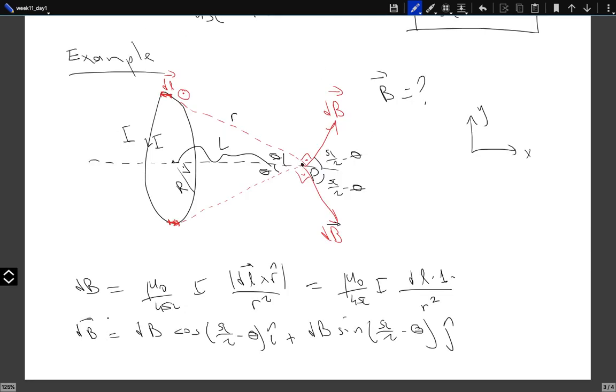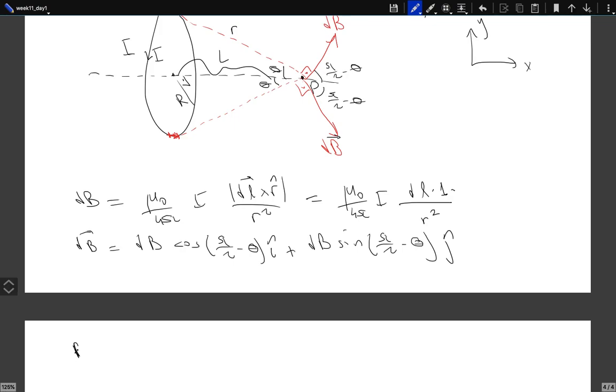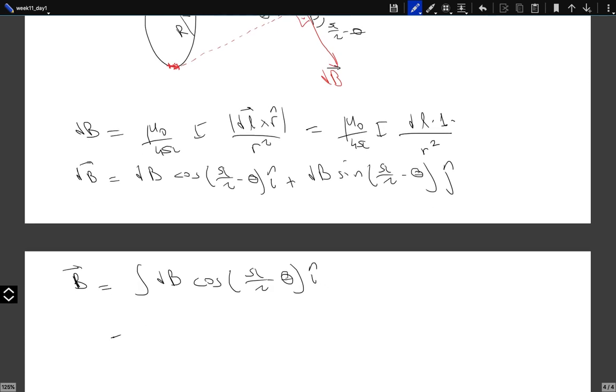So the total magnetic field will be the sum of only the horizontal components, which is mu0 over 4 pi I dl over r squared. Well, this is just sine theta in the i direction. What I did is write the magnitude of dB, which we had already calculated. I wrote it over here. Cosine of pi over 2 minus theta is just sine of theta.